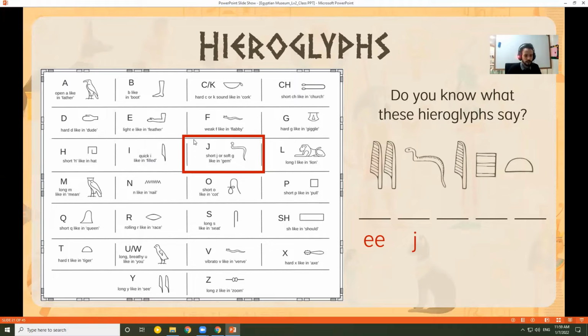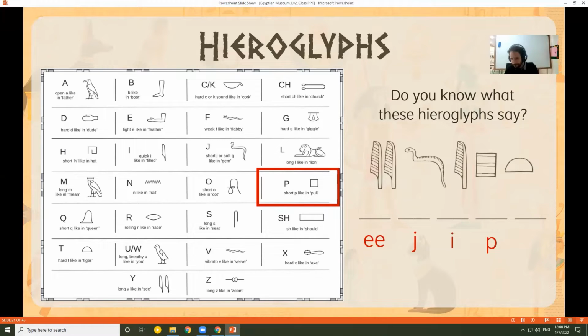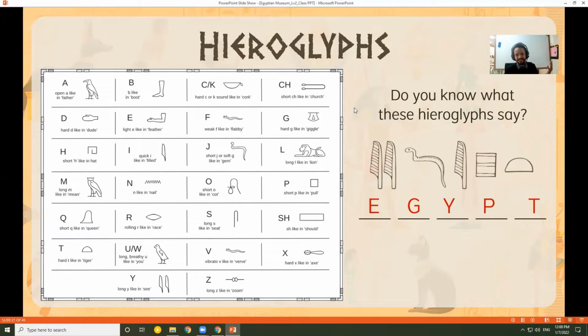This one over here makes the I sound, the short I sound. All right, and this one's a little trickier, but somewhere in here, there's a square. There it is. This one makes a P sound like in pull. So far we've got Egypt. Maybe you can guess where this is going. This little half circle right here makes the T, like in tiger. So all together, what does that say? Egypt. Very cool. So we just learned a little bit of hieroglyphs.